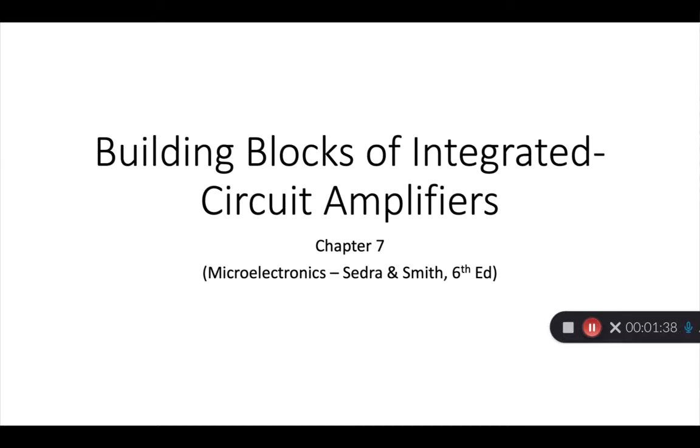So far, most of the analysis we have done is for discrete transistors, and I think by now you know discrete means single separate transistors, whether they are BJTs or FETs, MOSFETs. That's the analysis we have done so far.